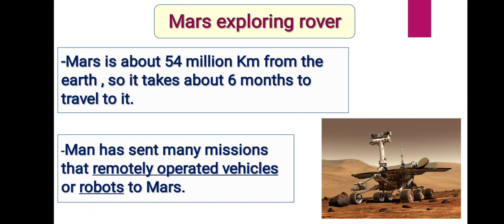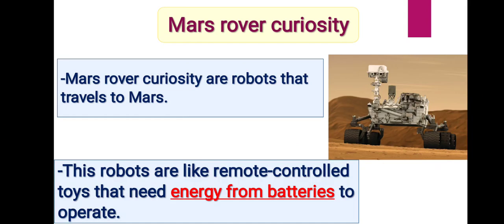Like a remote controlled car, the robot needs a remote control to control its moving. So one of these robots, which scientists made to travel to the planet Mars to discover it, is called the Mars rover Curiosity. As we can see in this picture, this robot is called the Mars rover Curiosity.